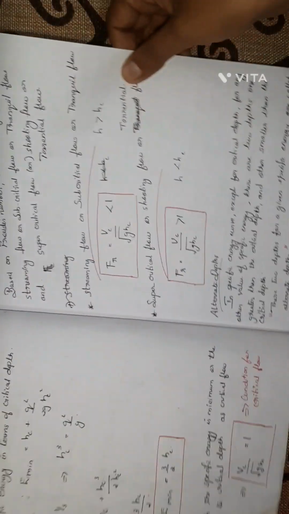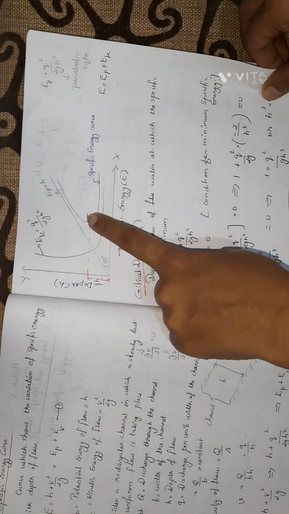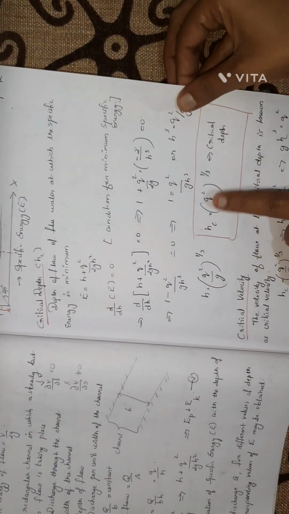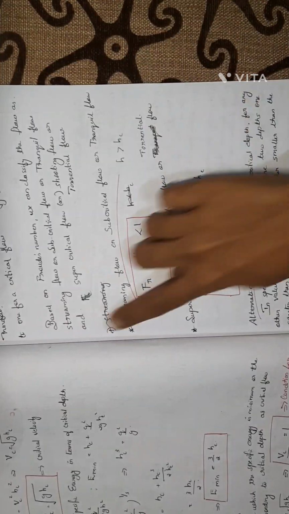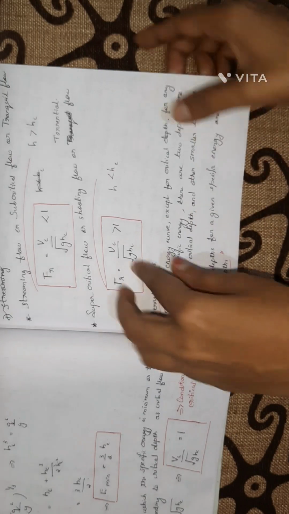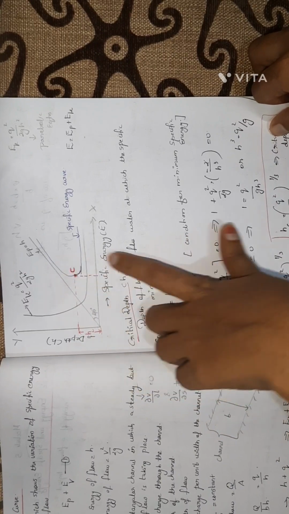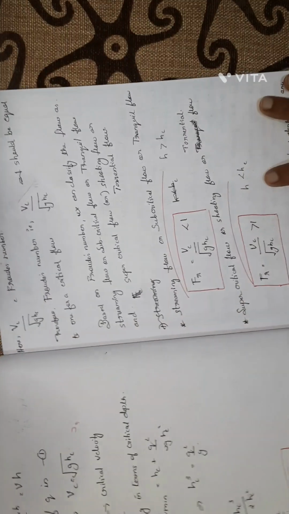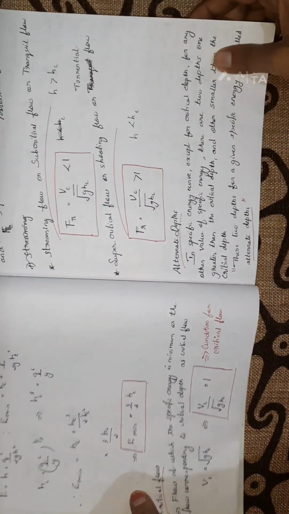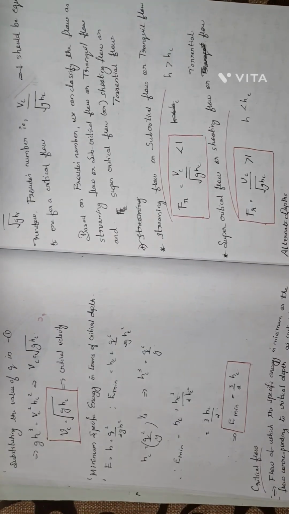So you have to mark this alternate depth also in the specific energy curve when the derivation is asked. But you don't have to explain everything. Just explain what is critical depth. You have to mark C, that is the critical depth, and write this expression. Also mark the alternate depths in the specific energy curve. Just plot some specific energy and mark it as H1 and H2 and say it as alternate depths. That's it. If they are asking for the derivation or to explain the specific energy curve, that's what we have to do.